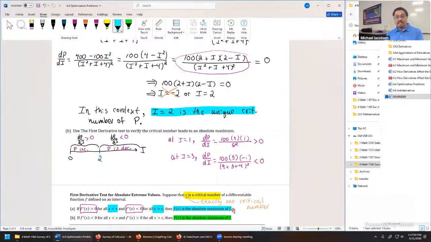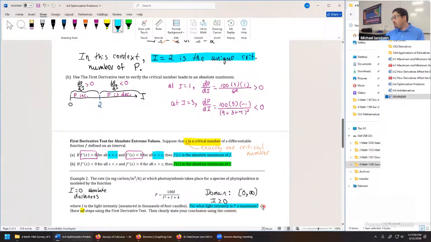We don't know what the absolute maximum is still, but you know what? The question wasn't asking for that. They just wanted us to analyze and tell us what light intensity should this be set to maximize P, the rate at which photosynthesis is taking place. So the whole question ends right at this stage. At I equals 2, the rate of photosynthesis is maximized.